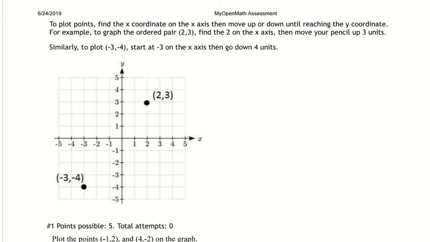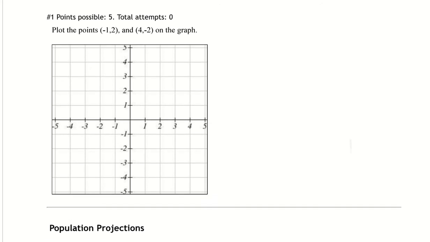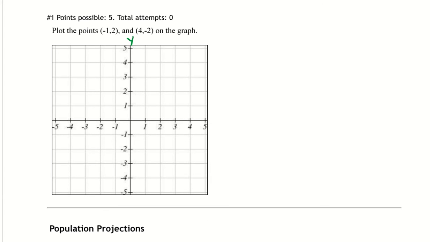We want to be able to plot points. So we have some examples. Let's look at number 1. Remember, up and down is your y, side to side is x, and our ordered pair always has x comma y, so side to side first, and then up and down next. So if we look at -1, 2, I go side to side, so -1, and 2 is positive, so I'll go up 2, and that'll be my -1, 2 spot. Now if I want to look at 4 and -2, 4 is the x, and then -2 is my y. So it'll be 4 and -2. So you want to keep remembering x, then y.